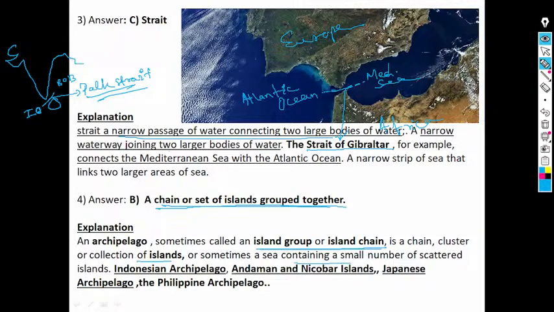Sometimes it is a sea connecting a small number of scattered islands. Particularly, the Indonesian archipelago, Andaman and Nicobar Islands, Japanese archipelago, and Philippines archipelago. These are the archipelagos, which are groups or sets of islands.